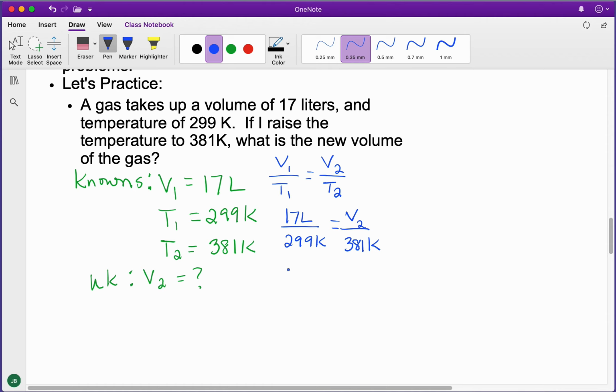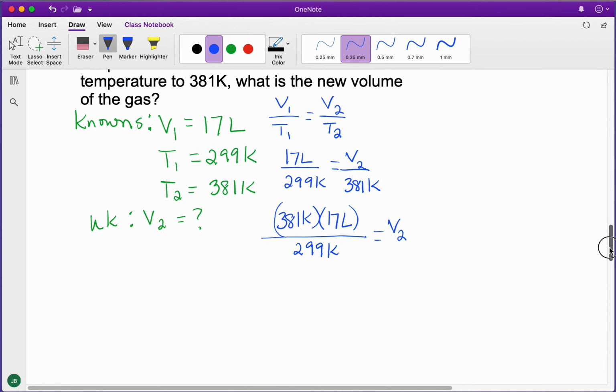So this is going to end up being 381 kelvins times 17 liters over 299 kelvins, and that's going to equal our V2. And then once again, ladies, go ahead and plug and chug. Put that in your calculator.